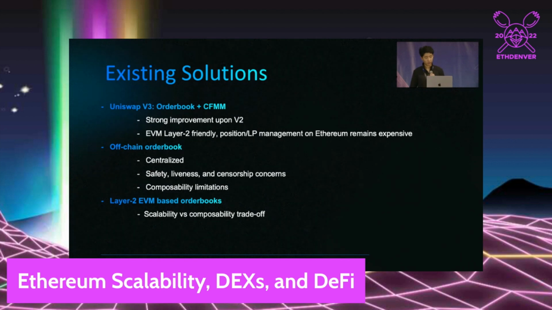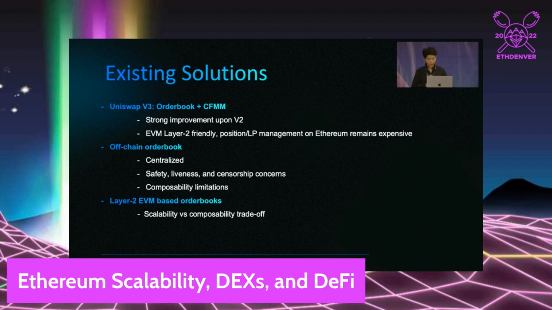And traditionally, since the first day of 0x and slightly before that, EtherDelta and so forth, there's the off-chain order book that's somewhat centralized. It does have safety, liveness, and censorship concerns, but a good thing is that it's extremely fast. And I think 0x's later version has gotten a lot better at this, but it does have composability limitations, which doesn't fully leverage the greater DeFi.